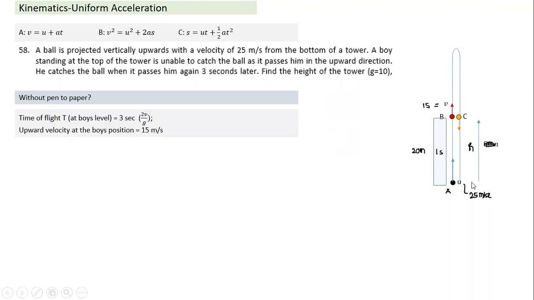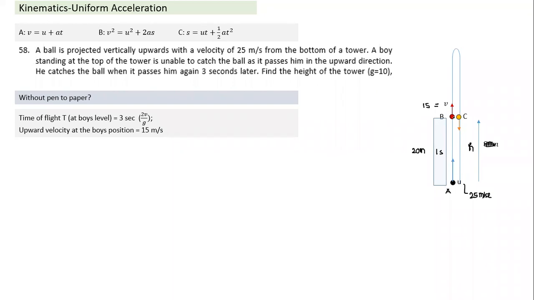Yes. So the time of flight at the boy's level is equal to 3 seconds. And while the time of flight is 2u by g, it means if the speed is 25, for 1.5 seconds it will go up, and 1.5 seconds it will fall back. So this gives 15, and if this is 15 and this is 25, and since the speed drops at the rate of 10 meters per second during the upward journey, the time interval has to be 1 second.